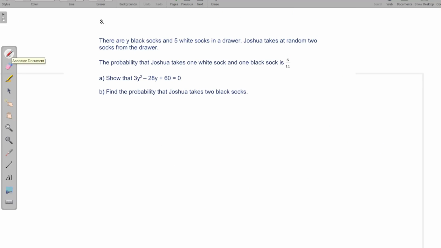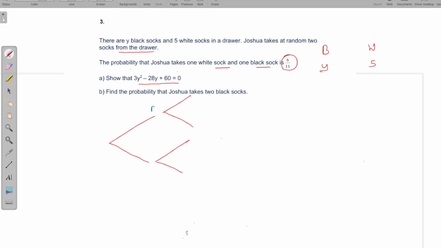There are y black socks and 5 white socks. So black and white, y here and 5 there. Joshua takes a random 2 socks from the drawer. The probability that Joshua takes 1 white sock and 1 black sock is 6/11. Show this equation. So she's not replacing it. So again, a tree diagram, similar to what we drew earlier. So we could mark it as black and white. The first one would be y over the total, y plus 5. This one would have gone down by 1, y minus 1 over y plus 4.